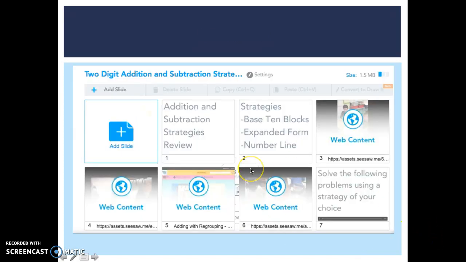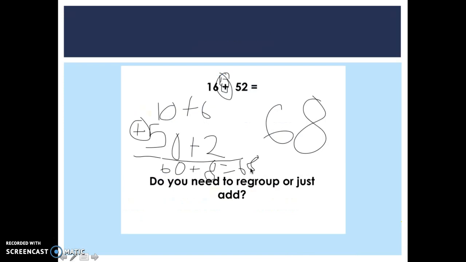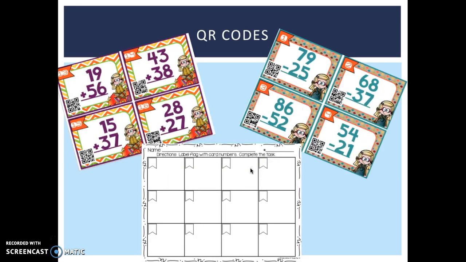This is an example of my Nearpod, and this is an example of some of my students' work. So you can see that they can do it in real time, and then I was able to give them feedback immediately. They also use QR codes, again, to get that immediate feedback in their small group time. My lower groups were able to choose 6 addition and 6 subtraction problems to solve, and then they scan the QR code to get that feedback immediately.